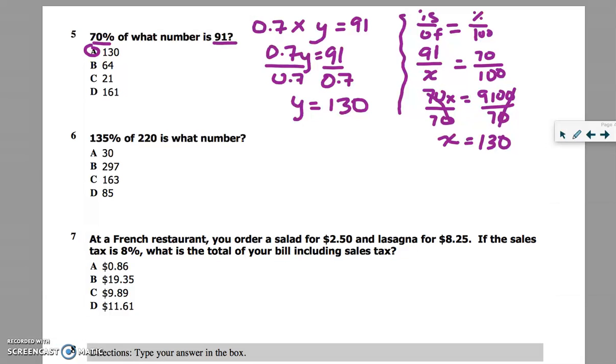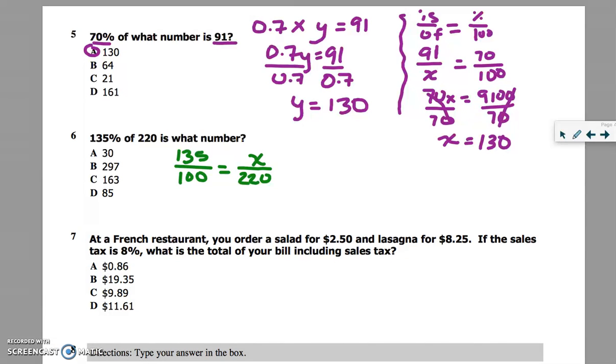Okay, let's change that pen color again. Okay, let's go green. What is number 6 talking about? Again, 135% of 220 is what number? Let's go with the percentage first. Let's do the proportion setup. 135 parts out of 100. The percent out of 100 is equal to, the of now is of 220. That lets us know that the whole amount is 220. Is what number? I don't know. So I'll represent it with x.